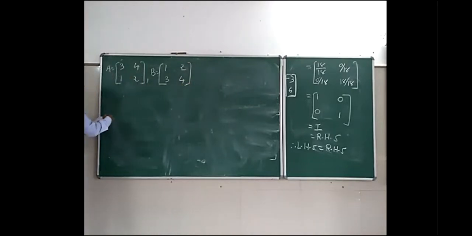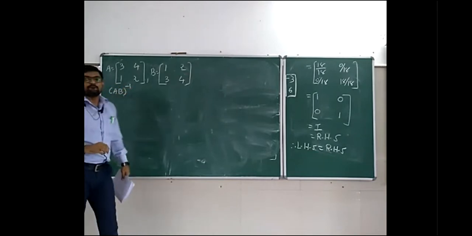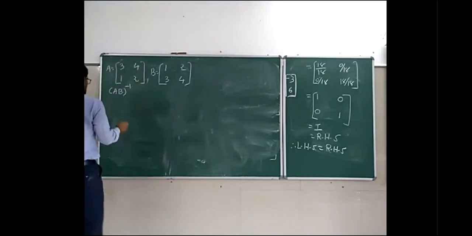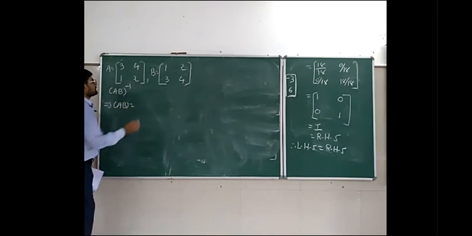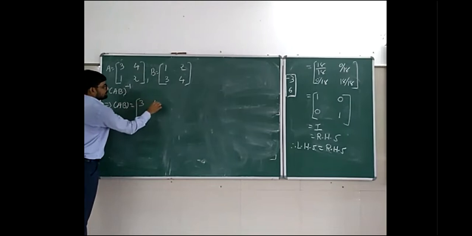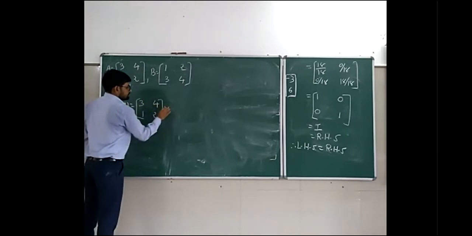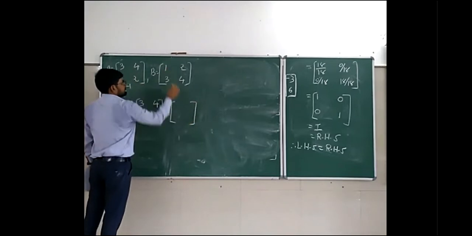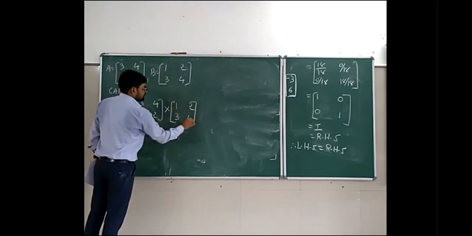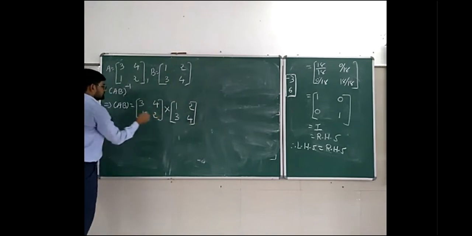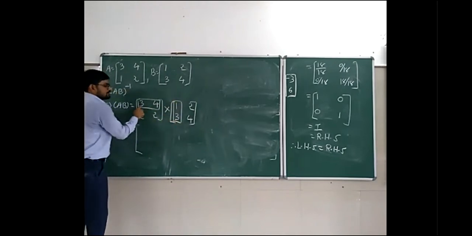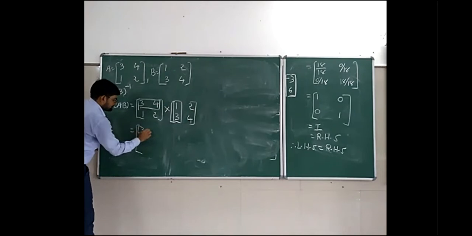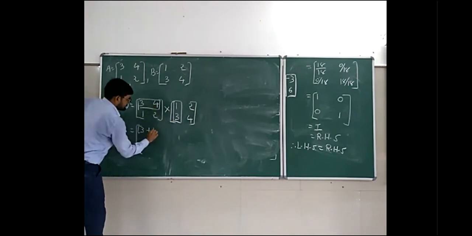So here, first find AB inverse. Now how can you find AB whole inverse? So first find AB. AB means A into B. So first write A 3, 4, 1, 2 into B. What is B? 1, 2, 3, 4. And multiply these two. For example, how can you multiply? First row into first column. First element into first element, 3, plus second element into second element, 12.